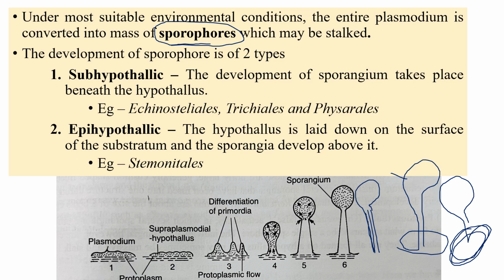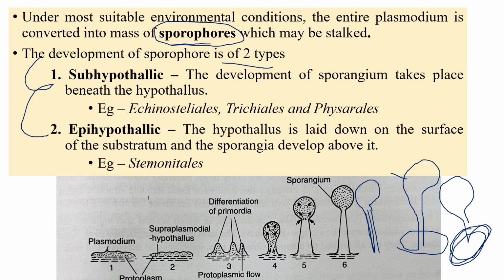But why this plasmodium is converting into sporophore, what is the exact reason behind this conversion, is still not known, still yet to be discovered. So the development of sporophore, here is sporophore. In Myxomycota it is sporophore, in acrasials it is called sorophore. In the development of sporophore there are actually two types: subhypothallic and epihypothallic.